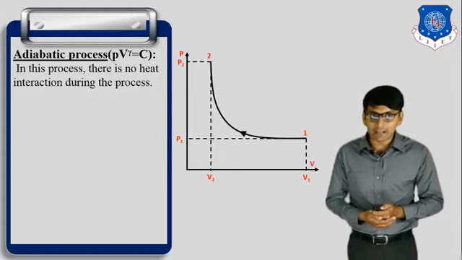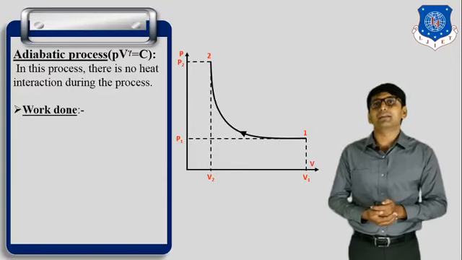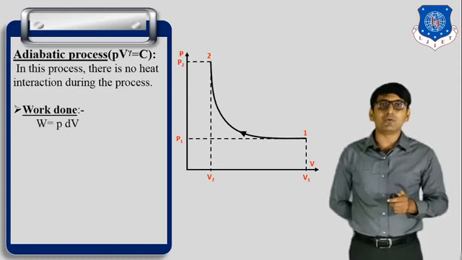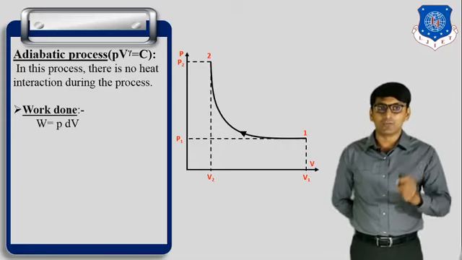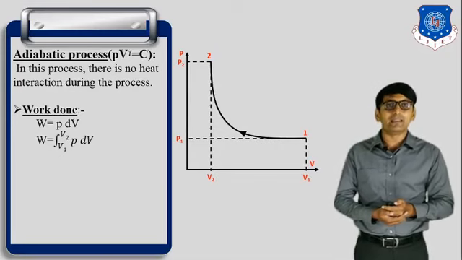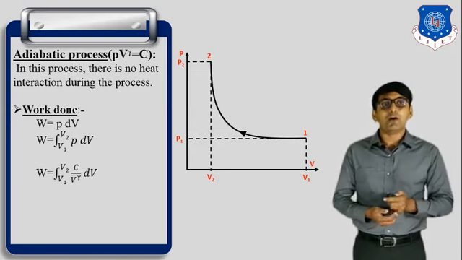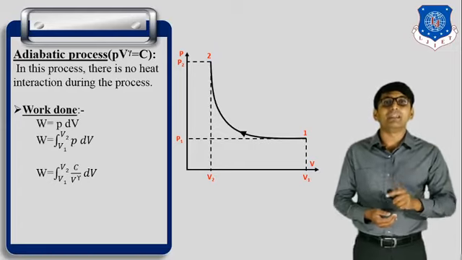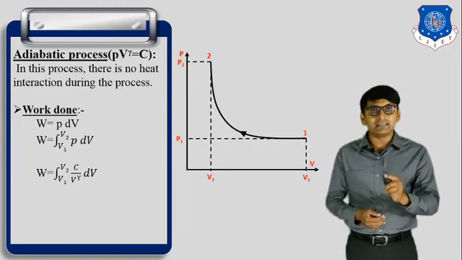In an adiabatic process, there is no heat transfer. We know that. First, work done. Work done for an adiabatic process or any process is W equal to P dV, pressure times change in volume. Now if we integrate from V1 to V2, we get W equal to the integral from V1 to V2 of P dV. Now in place of P, we put C divided by V raised to gamma, because the formula of an adiabatic process is PV raised to gamma equal to C.